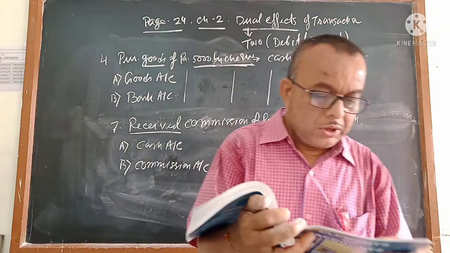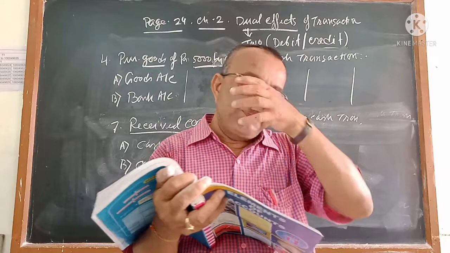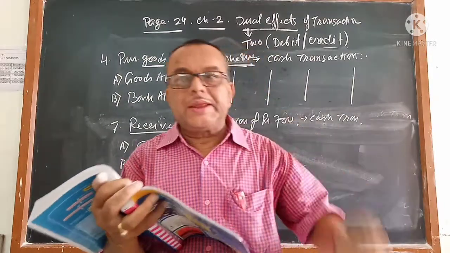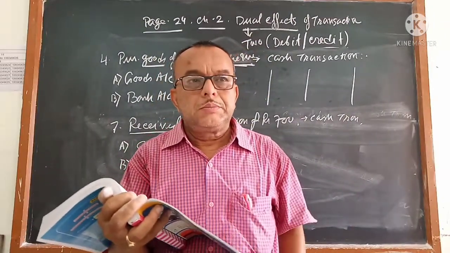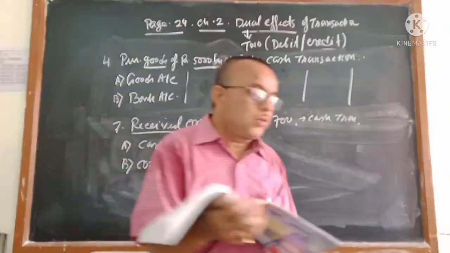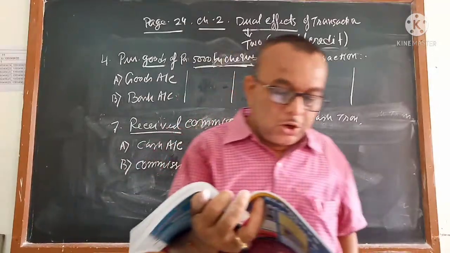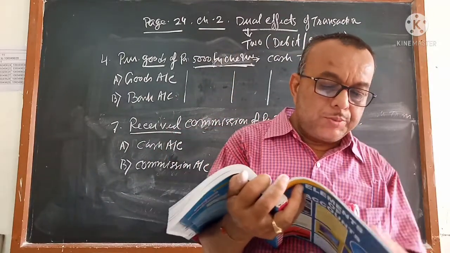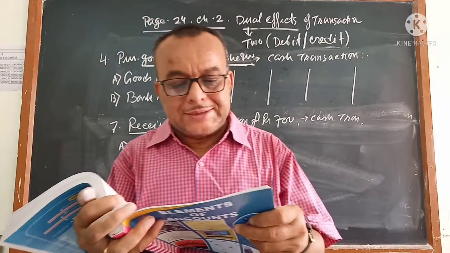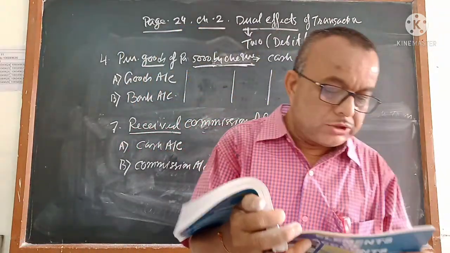Number 4, goods of rupees 2,000 sold to Nutan for cash. Now the name is given and cash is also given, but which one should I consider? I will find out the order, and according to the order it is a cash transaction. So number 4, goods of rupees 2,000 sold to Nutan for cash. It is a cash transaction. One is the cash account and the other is the goods account.